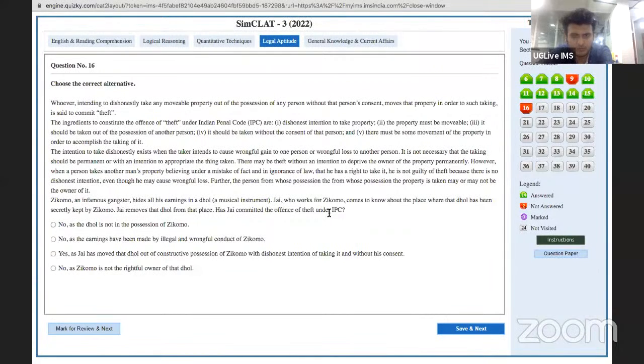Jay comes to know about the place where the dhol has been secretly kept by Zikomo. Jay removes that dhol from that place. Has Jay committed the offence of theft? As Jay removed the dhol out of constructive possession, dishonestly taking it without his consent. Yes, guys, what do you think should be the answer here?